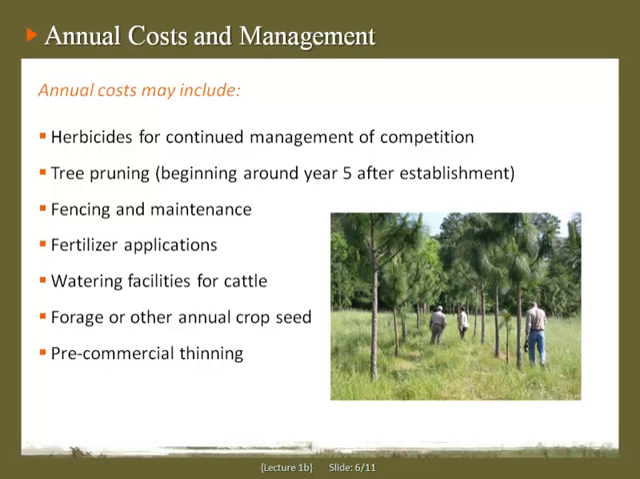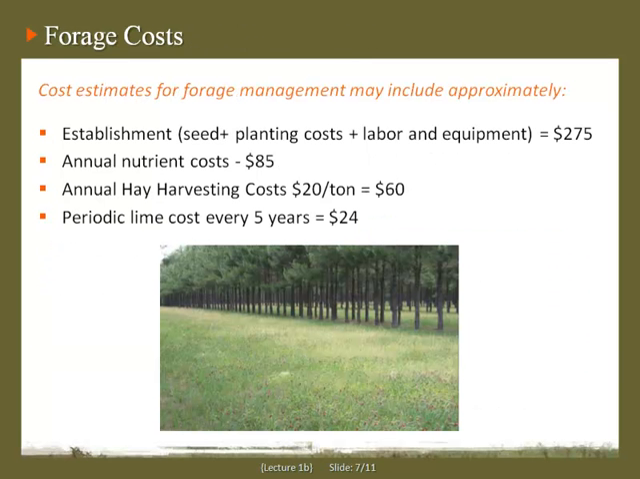There are also the costs associated with pre-commercial thinning, which may be recuperated if the price for pulp is high enough to show some gain. Forage establishment and management costs are presented here as ballpark figures. An individual landowner may or may not require all of the inputs here, and costs are dependent on existing labor, equipment, and the overall fertility of the site.